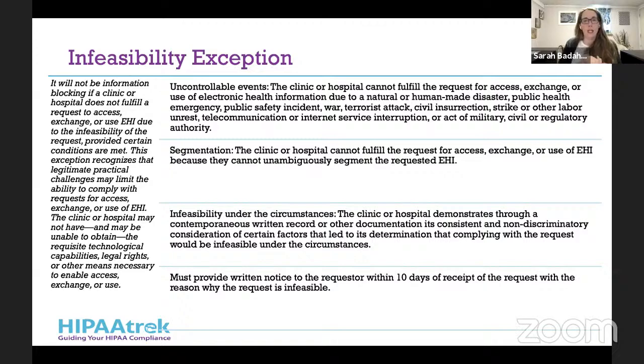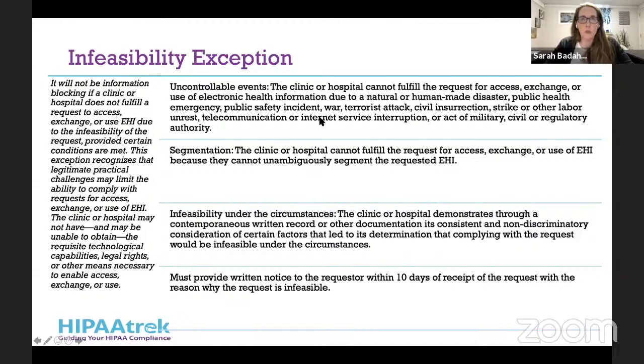And then infeasibility under the circumstances. This is if you are unable to provide the records because you, 1, do not have access to them, or 2, you cannot release the information in a non-discriminatory way, then it is infeasible under the circumstances.